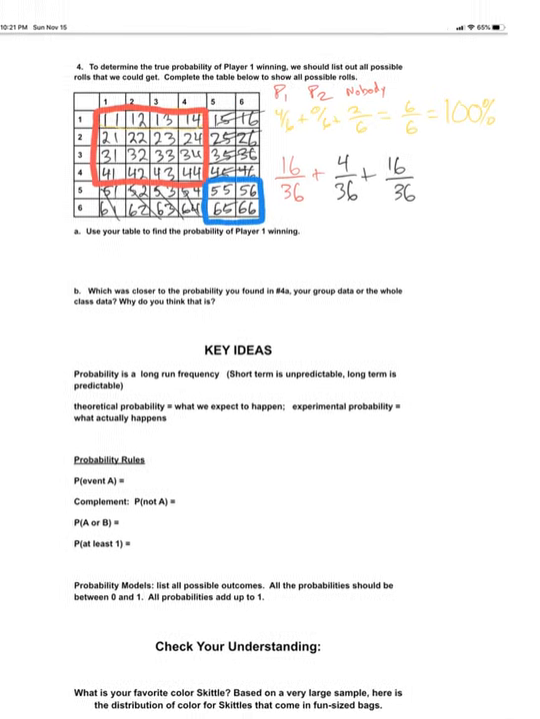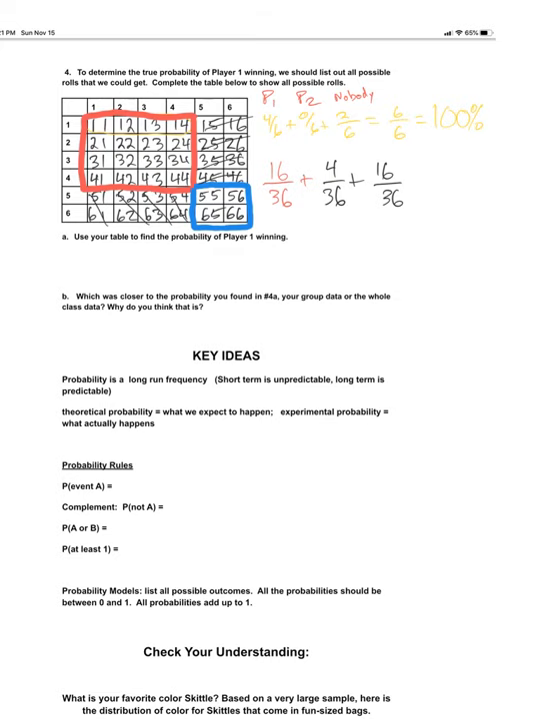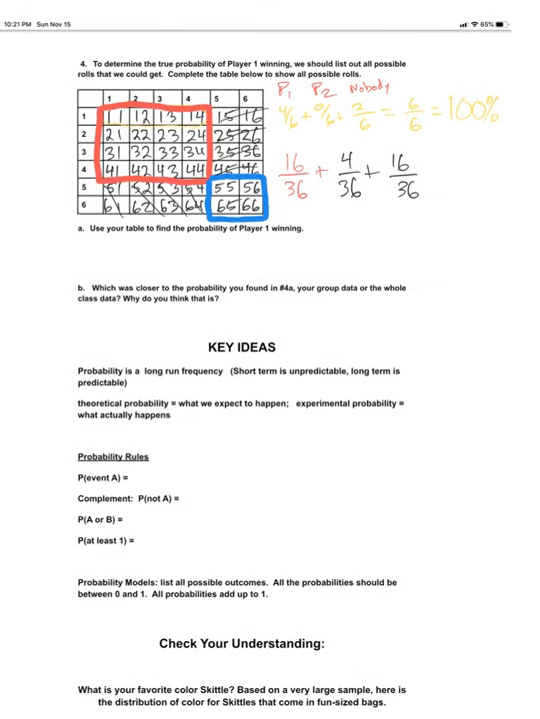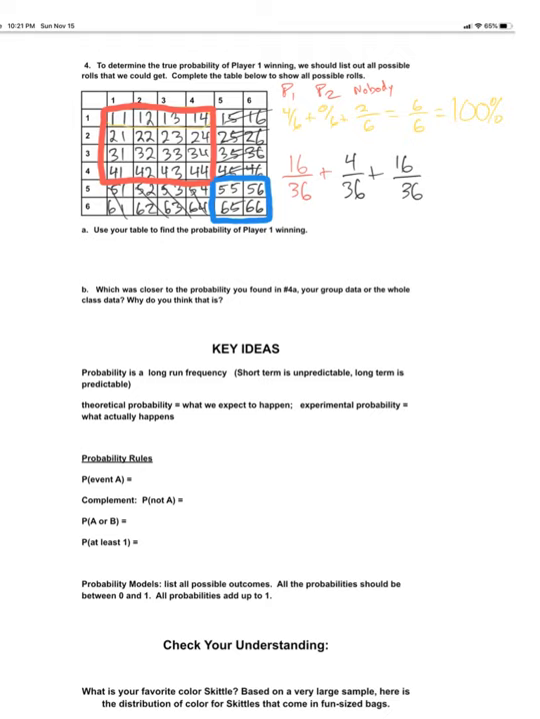All right, you add those all together. 16 plus 4 is 20, plus 16 is 36. Okay, so 36 out of 36, or 1 or 100%. So we'll get to understanding whether or not to put a percentage or not. Either way is fine at the moment. Okay, so use your table to find the probability of player 1 winning. That's 16 out of 36.